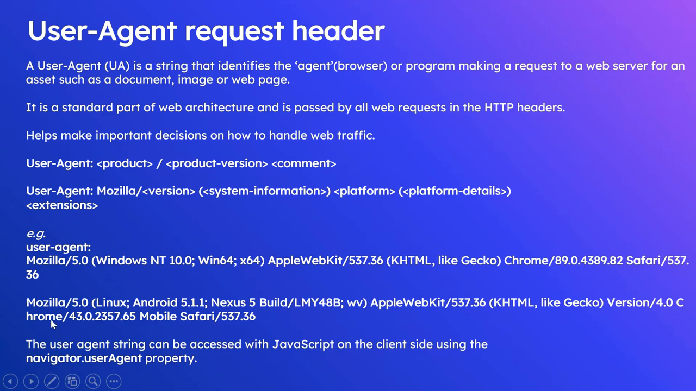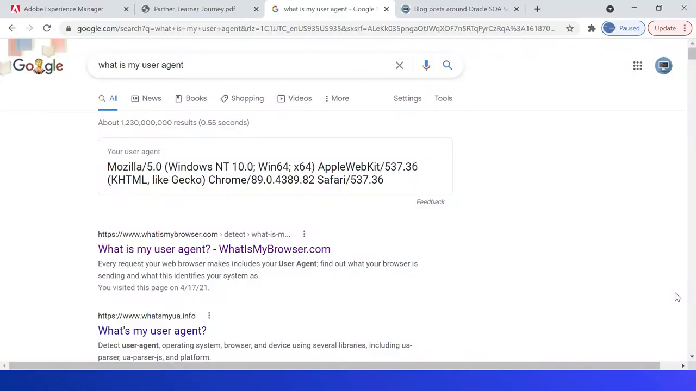This header is more specific to mobile. If you see here, Linux, Android 5.1.1, then Nexus 5 build, the build number, and also you can see here the Chrome version and it is based on Safari 537.36 version. The user agent string can also be accessed with JavaScript on the client side using the navigator.userAgent property.